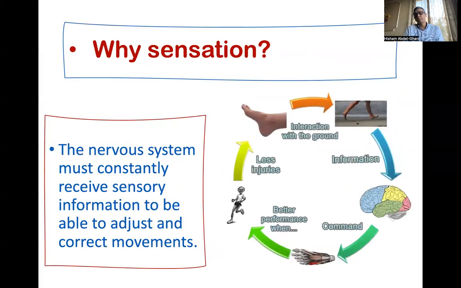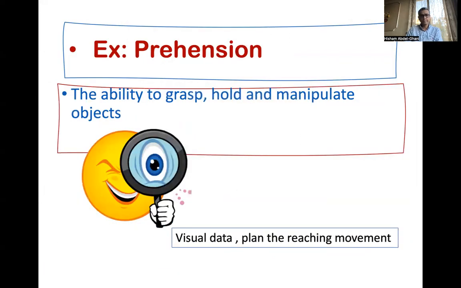Why is sensation important? Because the nervous system must consistently receive sensory information to be able to adjust and correct movement. That means I must know the point from which I am moving. While I am sitting, I know that I am sitting so that I can stand up. So I have information going up to the brain that I am sitting, that my legs are in this position, my knees in this position, and my feet are supported or not supported. All this is very important to plan movement. And the problem here in patients with cerebral palsy is at the level of sensory motor integration in the cerebral cortex.